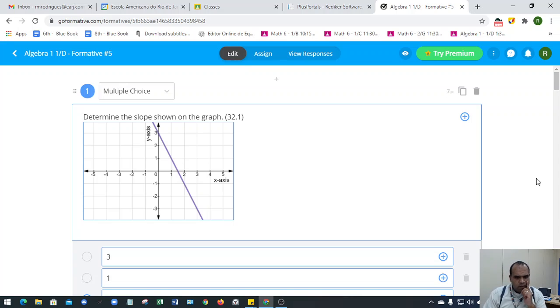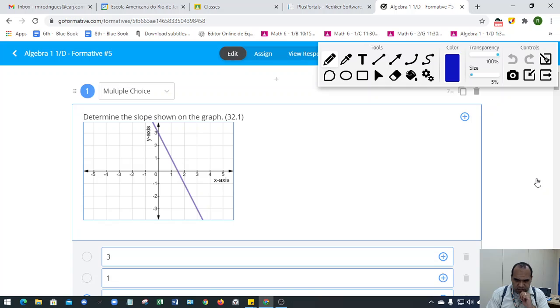Number 1, multiple choice question. Determine the slope shown on the graph. Guys, I think you remember what slope is. Slope, I write it here, my m, is rise over the run. Great, rise over the run.